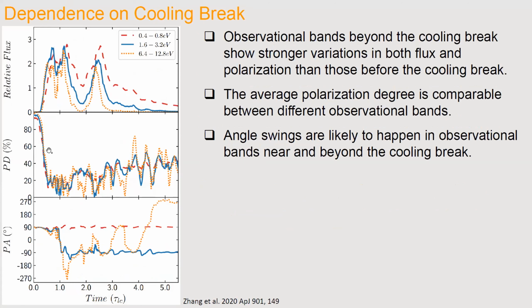And this figure shows the dependence on the cooling break. 3 curves represent the infrared, optical, and ultraviolet, which are before, around, and beyond the cooling break. As we can see, ultraviolet varies stronger in both flux and polarization than infrared, including large angle swings. But the average polarization degree is comparable.